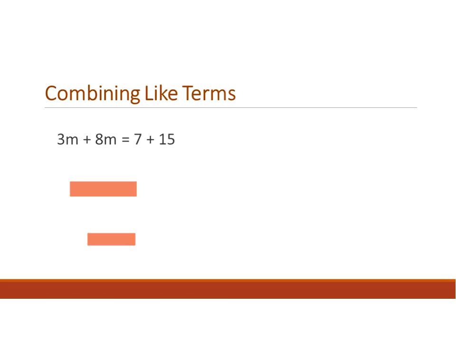What we can do, though, is combine both of the m terms, and we can combine both of the constant terms. Now remember that the 3 and the 8 are called coefficients. The m is called the variable in both of them.